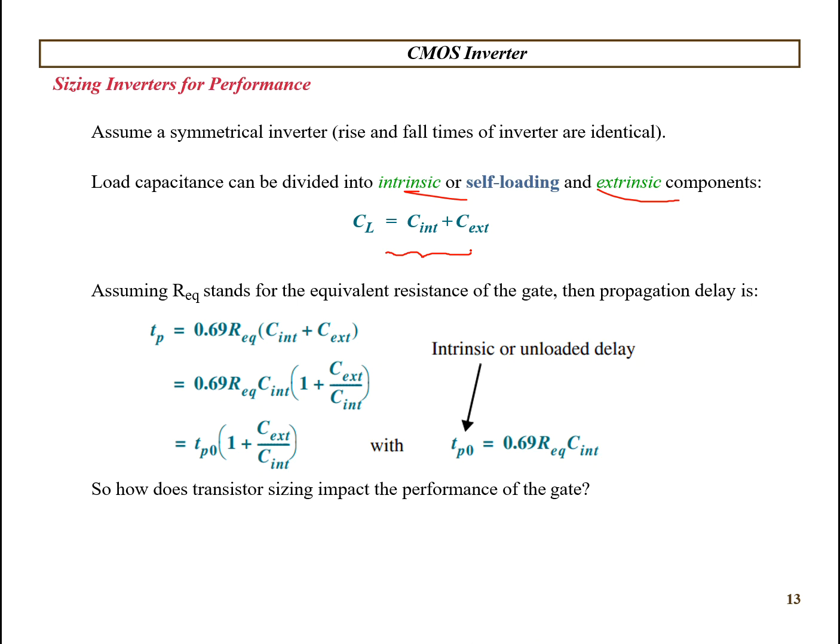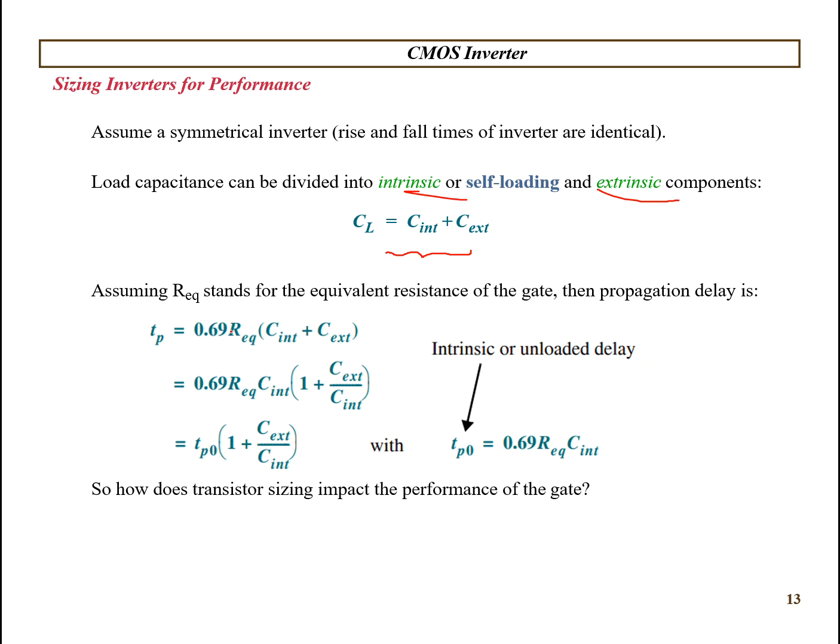Okay. The CL is actually a self-loading or intrinsic capacitance of the inverter and is associated with the diffusion capacitance of NMOS and PMOS transistors, as well as your gate drain overlap capacitance. That is what your CL is basically. Okay. That is what is all included in your C internal and C external capacitance.